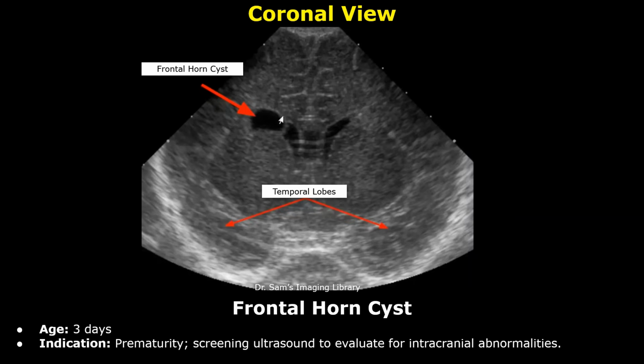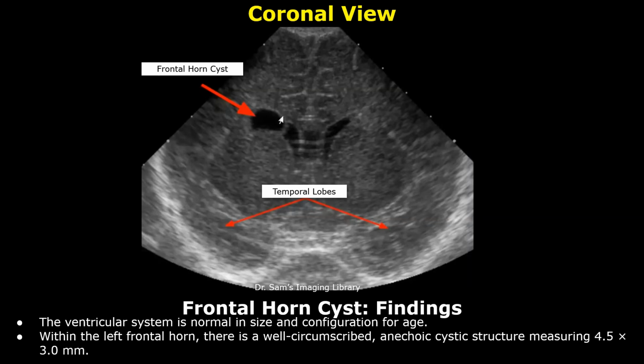This is a report regarding a frontal horn cyst. Age, 3 days. Indication, prematurity, screening ultrasound to evaluate for intracranial abnormalities. Here are the findings. The ventricular system is normal in size and configuration for age. Within the left frontal horn, there is a well-circumscribed anechoic cystic structure measuring 4.5 by 3 millimeters.